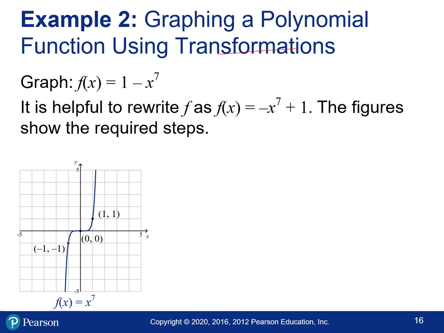Okay, so if we use what we learned a few minutes ago, we can plot the 3 points we know are going to be on all these graphs. Notice this is for the power function x to the 7th. We're going to add the plus 1 in just a minute.